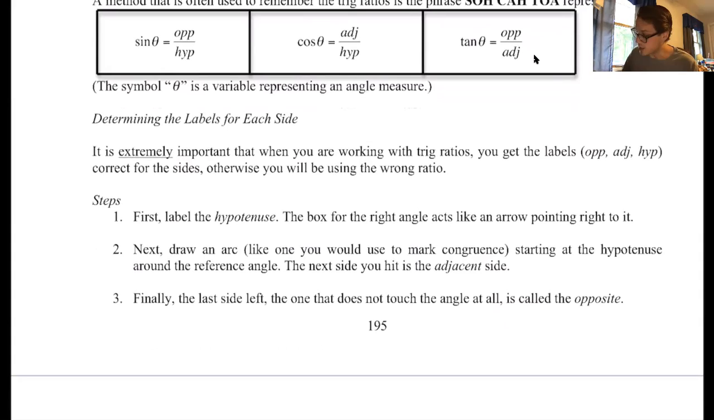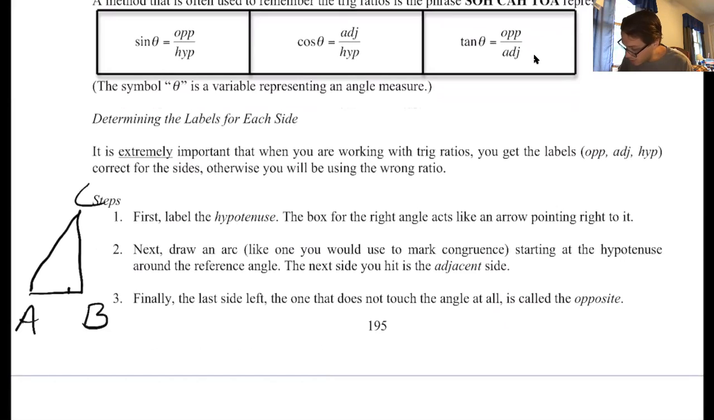All right, so let's take a look at a little example. Let's sketch a triangle like we saw in that case. I'll call it triangle ABC. So we have angles A, B, and C, and angle B, as I've drawn it, is the right angle. The first thing we want to do is always label the hypotenuse, because it's the easiest one. It's always the one that's across from the right angle.